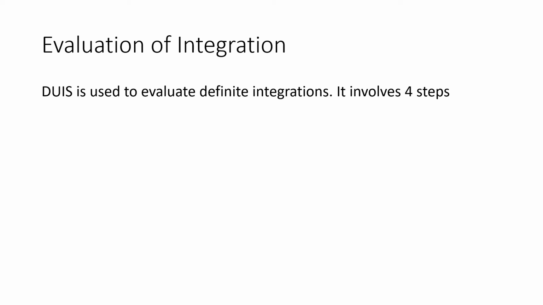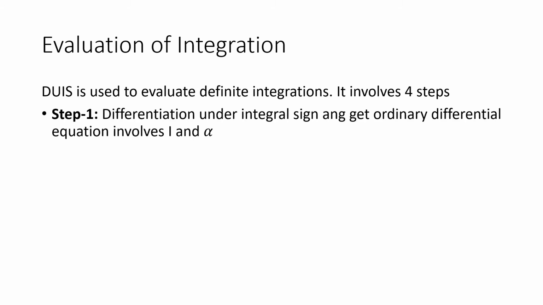While applying Leibniz rule 1, this whole process involves 4 steps. In step 1, when differentiating under integral sign, just take the d by d alpha inside the integral, that is del by del alpha, differentiate, and then integrate it with respect to x, and you will get the ordinary differential equation. So in the first step, you have to obtain from the integral, by differentiating it with respect to alpha, an ordinary differential equation which involves I and alpha.